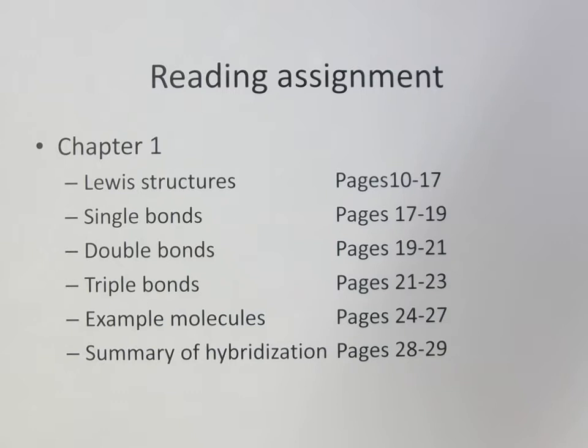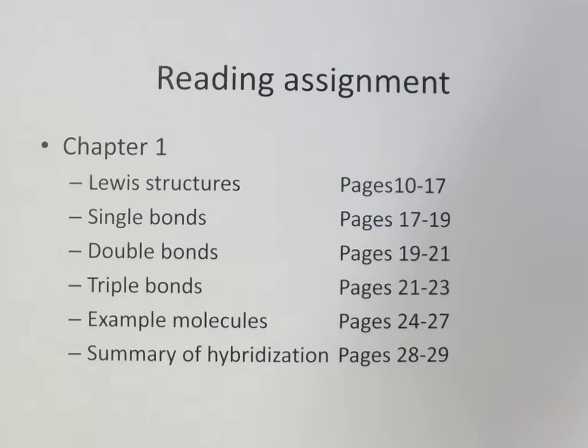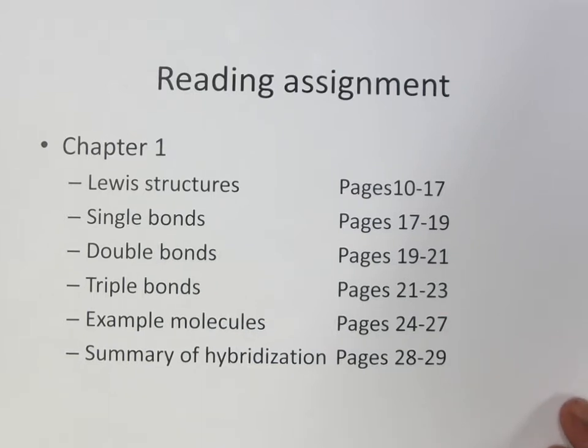So a good reading assignment is here. Chapter 1, we talk about Lewis structures, single, double, and triple bonds, some example molecules, and a little discussion of hybridization, which is probably one of the more complicated things we'll do this semester. The ultimate review we're going to have, which probably isn't a review for most people, is a valence bond description of molecules. That'll be challenging, but it's a way to look at bonds formed between atoms.